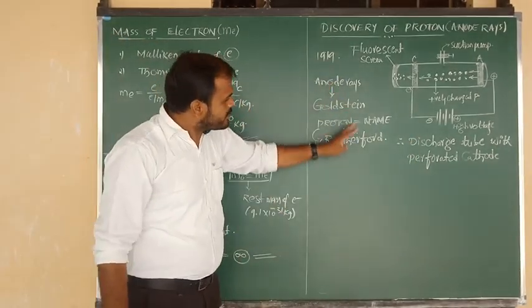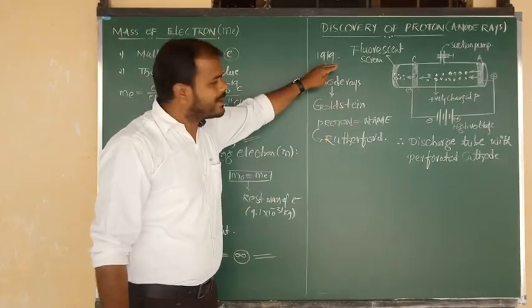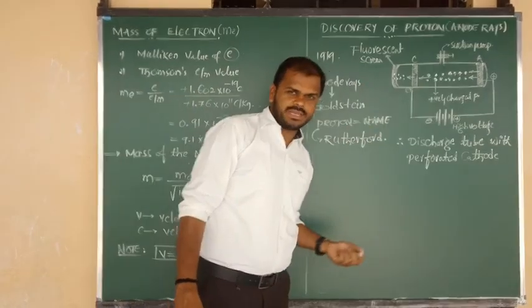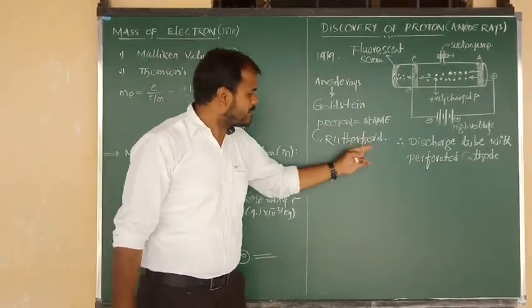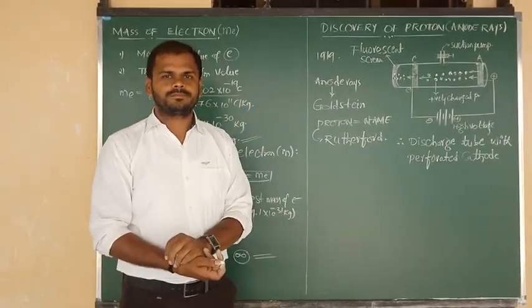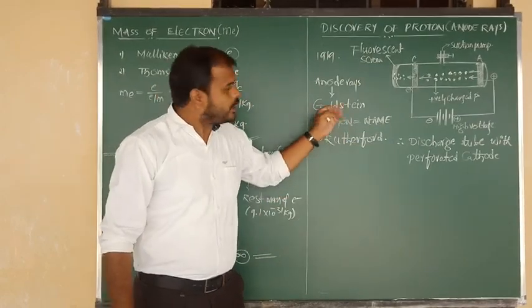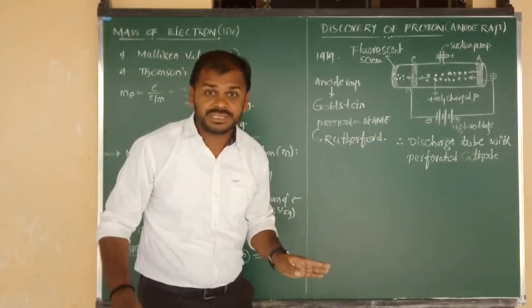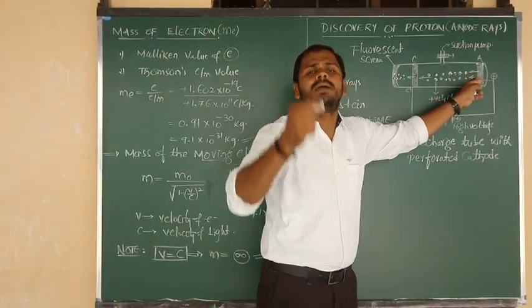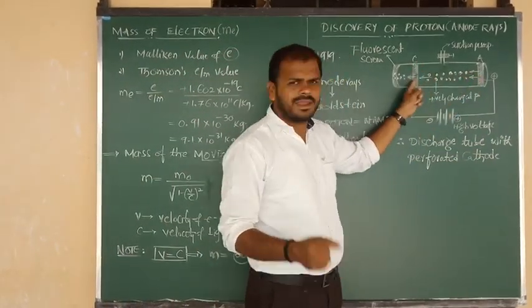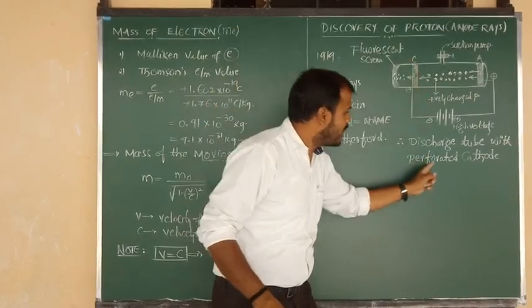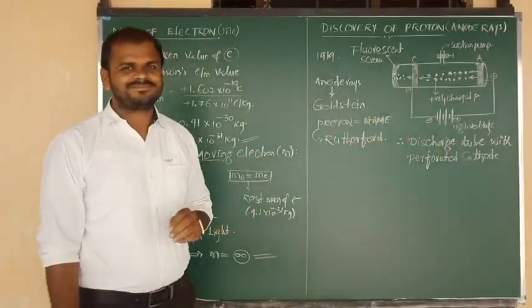In the introduction I already told you the year, and who discovered anode rays? Goldstein. But the name proton was suggested by whom? Rutherford. Very good. And he utilized which experiment? Again the same discharge tube experiment. But here the anode is a simple metal electrode and the cathode contains some pores or holes, so we say perforated cathode.